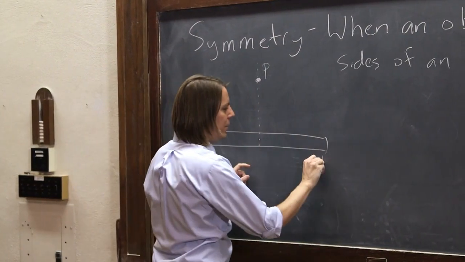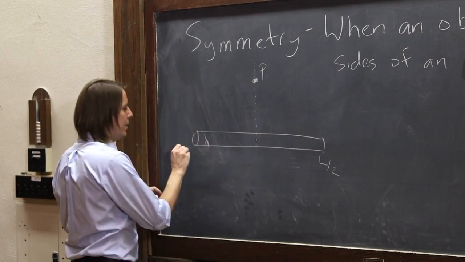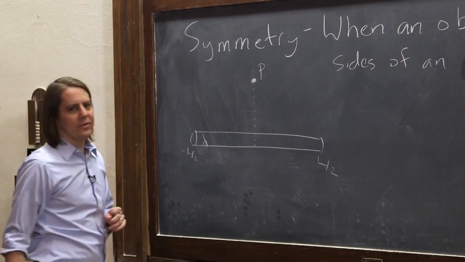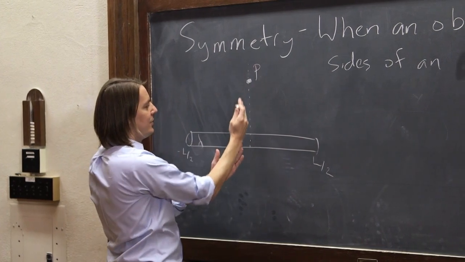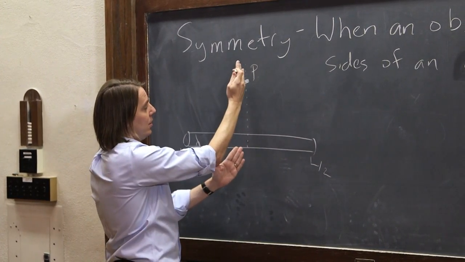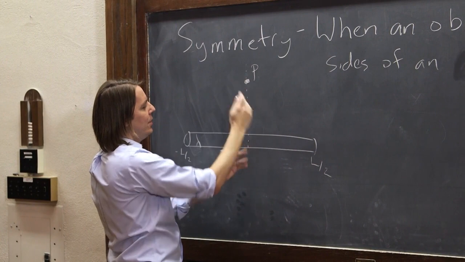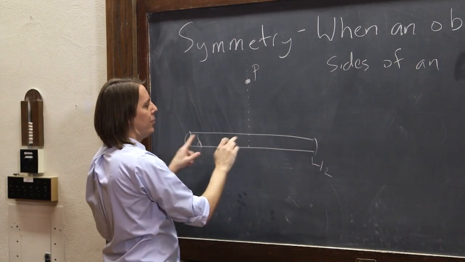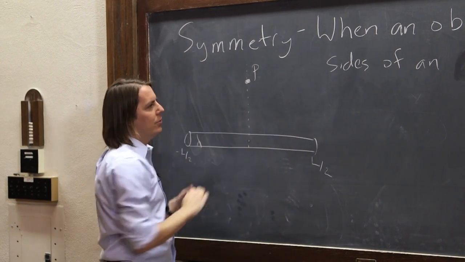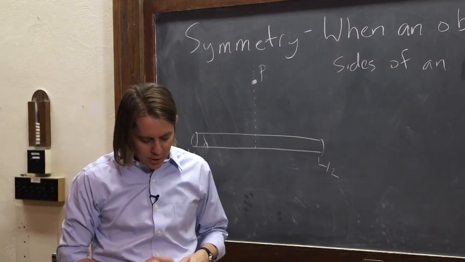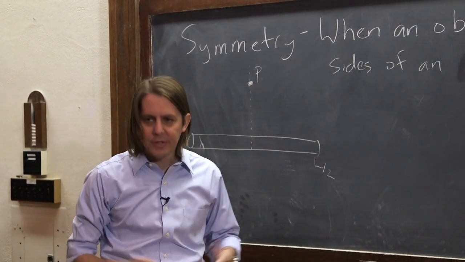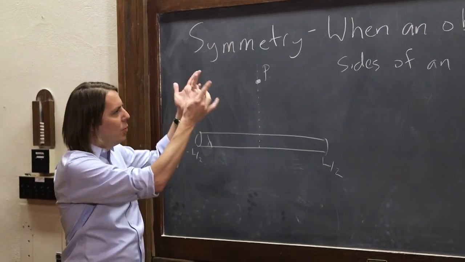It was at 0, and we had a length L over 2 here, and a length minus L over 2 there. So this was a symmetric problem because along the axis that we cared about, the axis along which we were calculating the electric field, we had the same length of rod. It looks the same this way, and it looks the same this way. So by this simple definition, it was symmetric. Okay? So you say, so what? It was symmetric. Why are we excited?